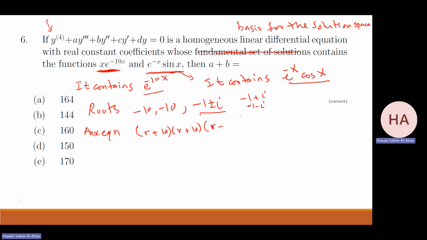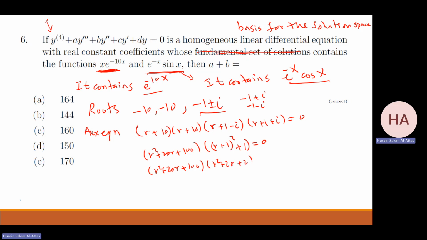So let me do it quickly. r minus this, so it will be r plus 1 minus i, and r plus 1 plus i is equal to 0. So I have r plus 10 times r plus 10. This is r squared plus 20r plus 100. These ones are r plus 1 squared plus 1 equals 0. So I have r squared plus 20r plus 100 times r squared plus 2r plus 2. Yeah, I need to do the calculation now.